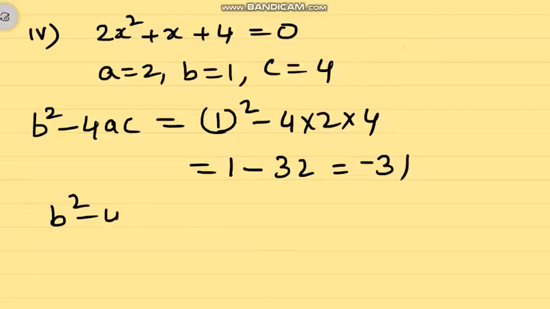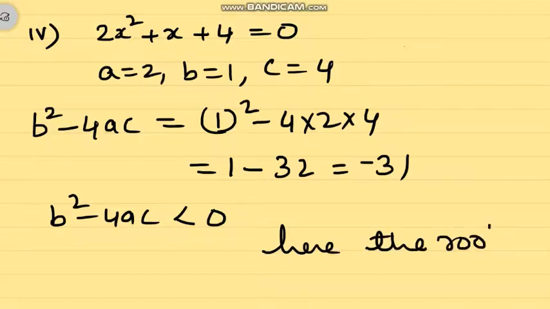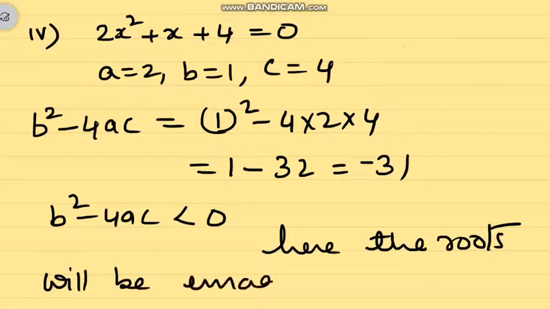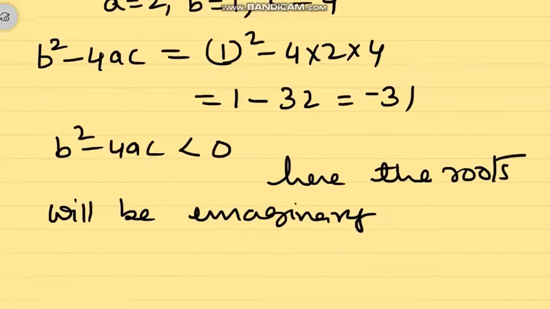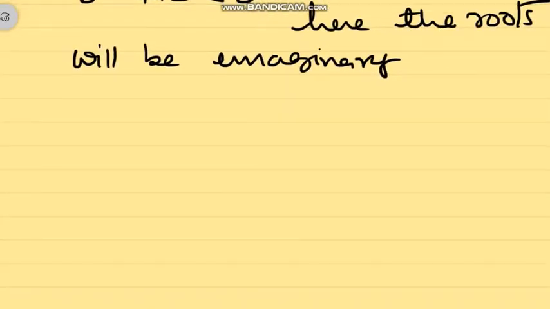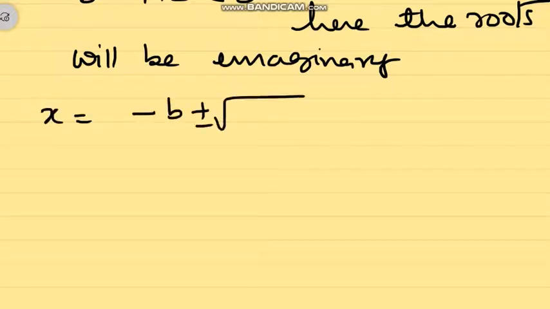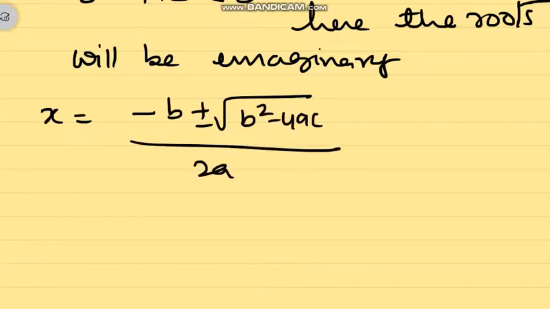See, b square minus 4ac is less than 0. So children, here the roots will be imaginary. So let us see how you are going to get the values. You will not get real values. See, x is equal to minus b plus or minus root b square minus 4ac by 2a. So in this case, this particular part is coming in negative. So see how you are going to get it.